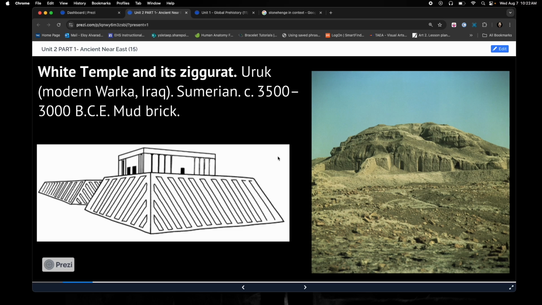Now, there aren't any mountains in this area. So what they would do is they would build these trapezoidal structures, and those trapezoidal structures are called ziggurats. And we also get to see the invention of the mud brick.